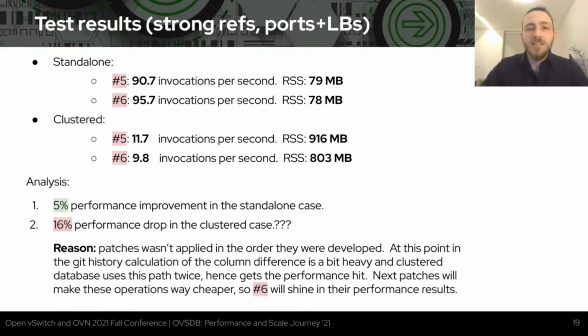Well, the reason is actually that patches weren't applied in the order they were developed. At this point in Git history, calculation of column differences could be a bit heavy. Once the next patch is applied, operations will be cheaper, so the performance improvement we were hoping to get from this patch will actually be embedded in the performance results for the next changes.